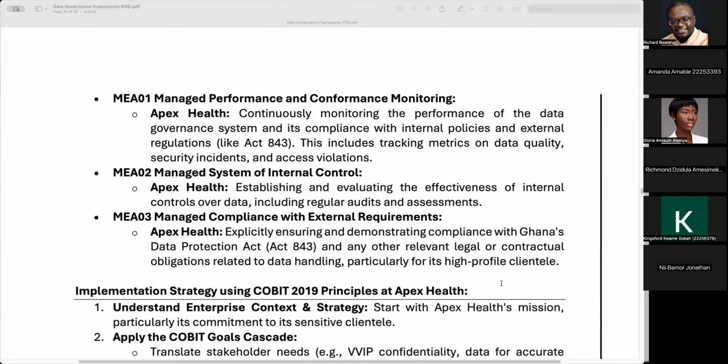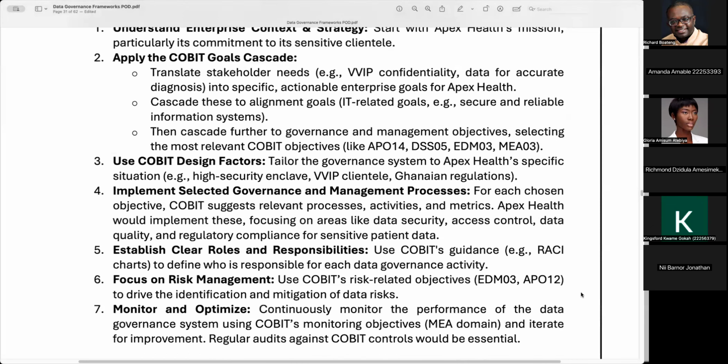Demonstrating compliance is key. So implementing COBIT at Apex Health would involve understanding their unique context and strategy, applying COBIT's goals cascade to link stakeholder needs down to specific data governance objectives, like selecting APO14, DSS05, EDM03, MEA03 as priorities, using COBIT's design factors to tailor the framework to the high-security, VVIP-focused, Ghana-regulated environment, implementing the selected control processes with a focus on security, access, quality, and compliance for sensitive data, establishing clear RACI charts for roles and responsibilities related to these processes, focusing heavily on risk management, guided by EDM03, and using the MEA domain for continuous monitoring, auditing, and optimization.